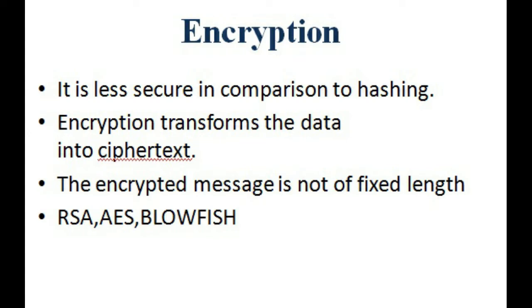Next, encryption. Encryption is the process of converting a normal message into ciphertext. Some of the encryption algorithms are RSA, AES, and Blowfish. It is less secure in comparison to hashing. The encrypted information is not fixed length. It grows with the increase in the length of the information.